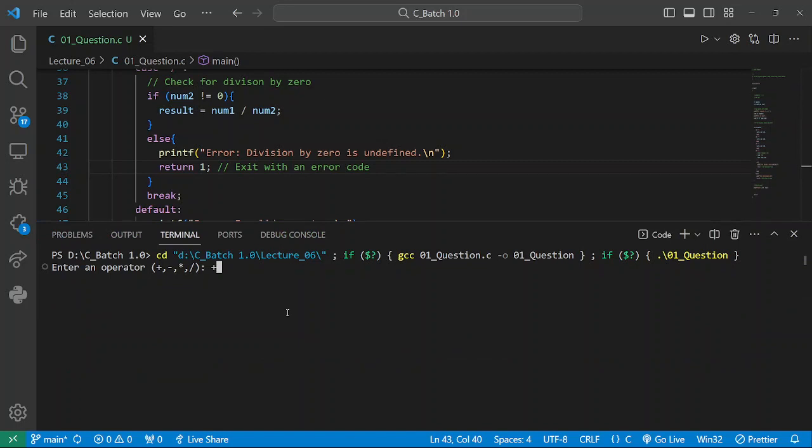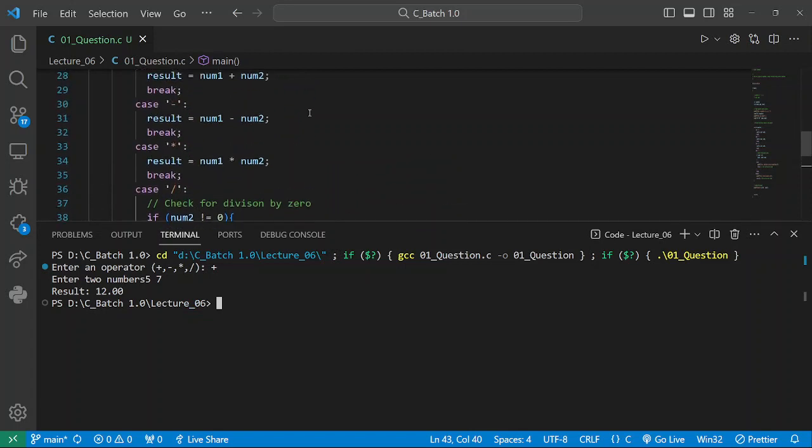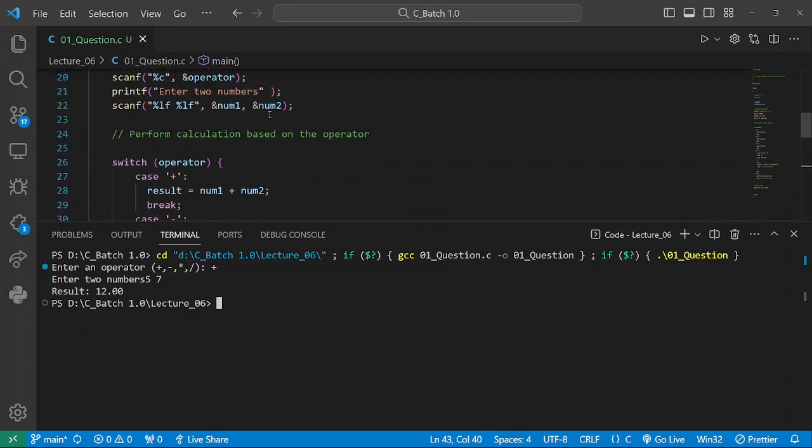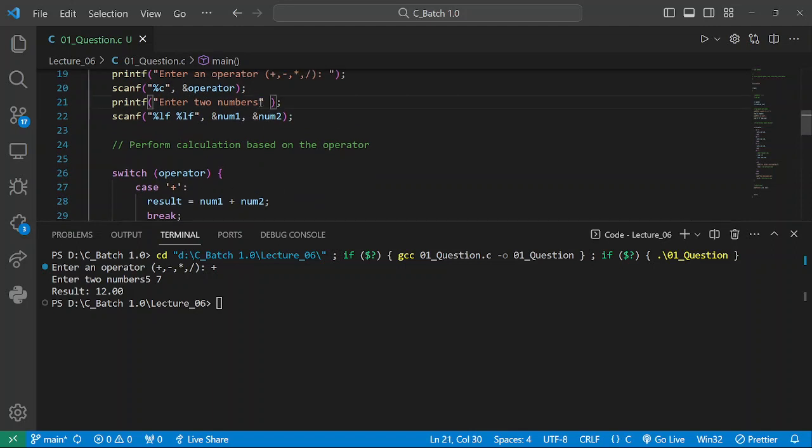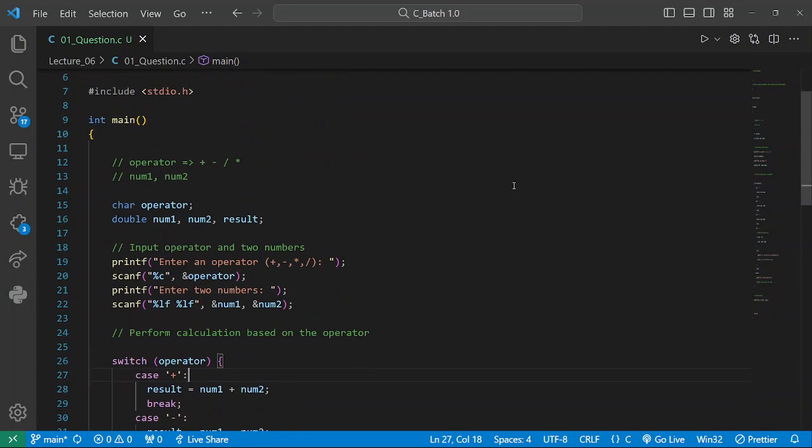So it is asking me for an operator. I enter plus. I enter two numbers, 5 and 7. Is the answer correct or not? Yes, anyone? I got the correct answer, 12. Yes. And you can see it is working fine, with 2 decimals. A good practice. I am following a good practice, standard practice.